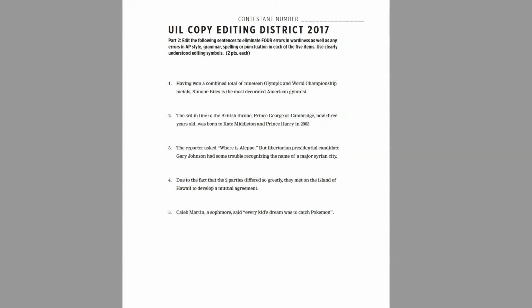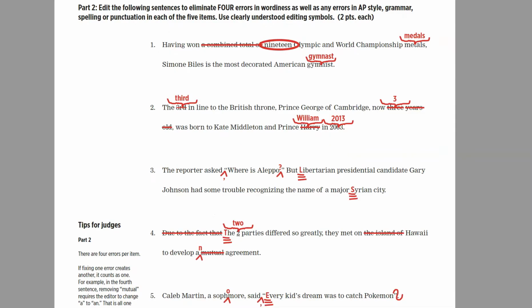And you're looking for 4 errors in all of them. And you're also asked to edit for wordiness and those kinds of things. So this is what these corrected answers look like. They're asking you to use common symbols for editing, and you can see some of those here. You need to understand those so that you can edit the correct way.